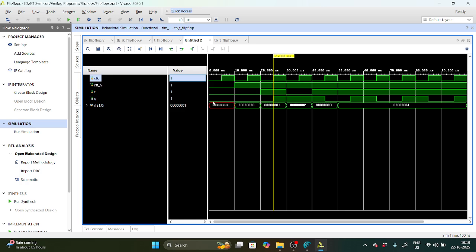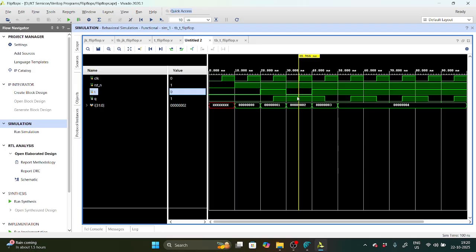So T becomes 1 means what? It will toggle. So previously it is 0. It becoming what? 1. Okay. It is toggling. And during this passage of clock, now what happens? T becomes 0. T becomes 0 means what? It will be the memory state only. What is the previous state? Previous state is 1 only. It will be 1 only.